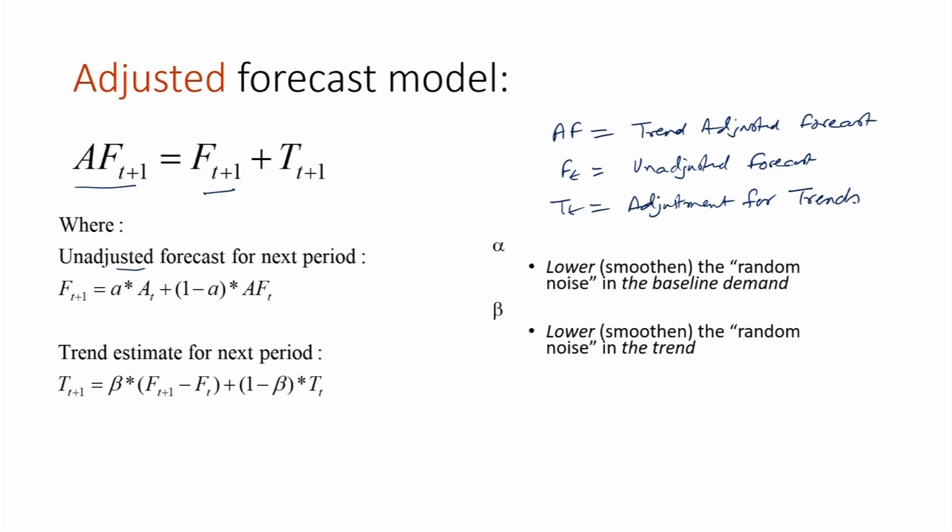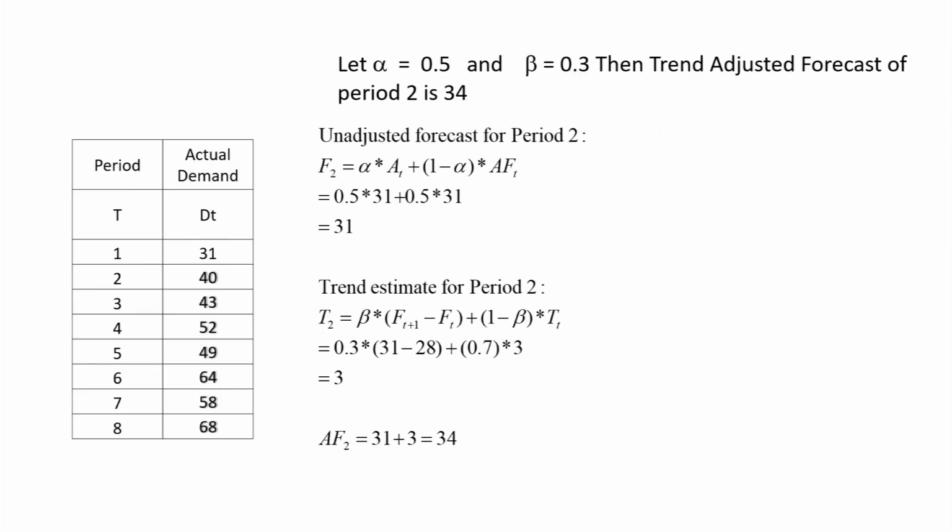So, like this, and two coefficients alpha and beta. This smoothens the random noise in the trend, and this smoothens the random noise in the baseline demand. Okay. So, two smoothing coefficients alpha and beta we are using here. Let us see one demand scenario.